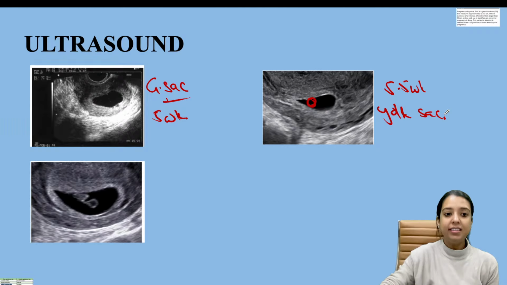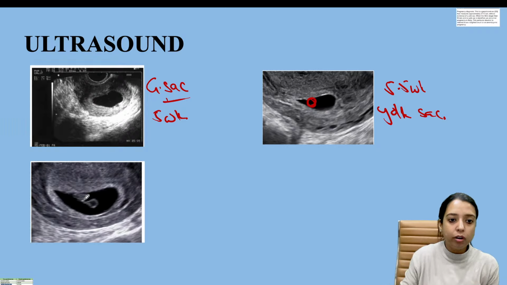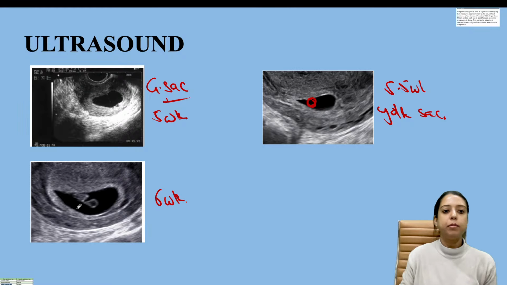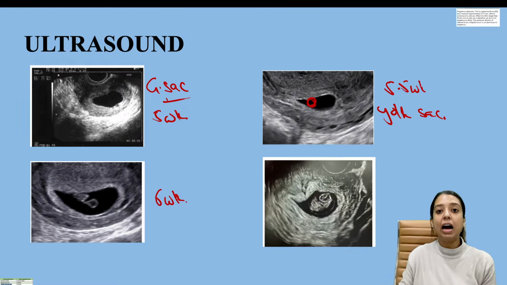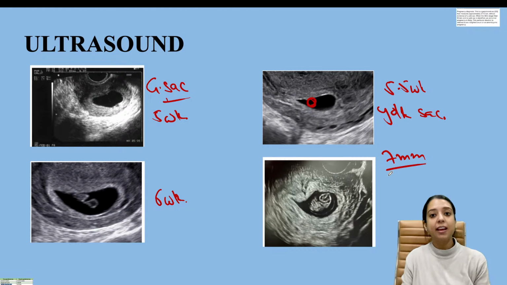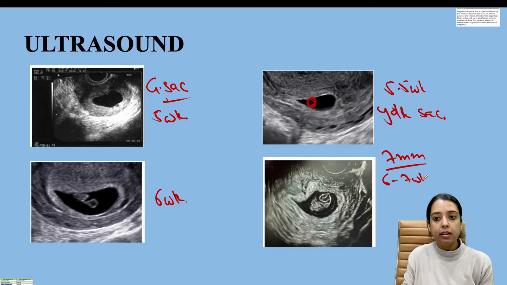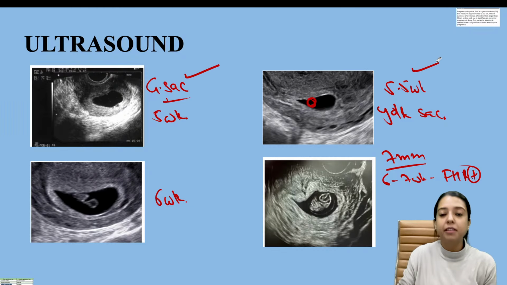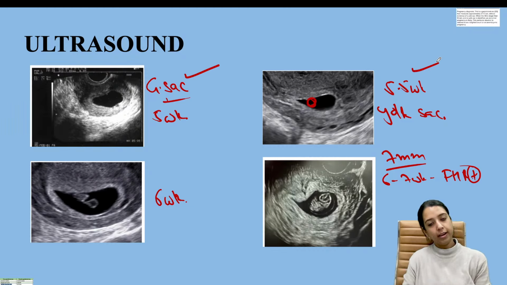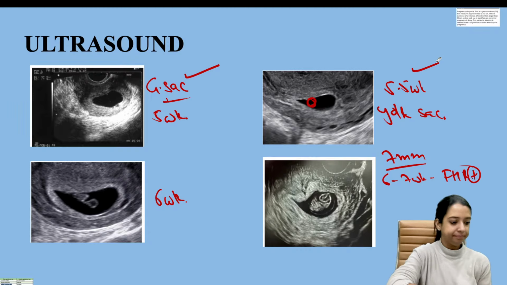Okay? After seeing the yolk sac, you can see the embryonic pole. That is seen at 6 weeks. And once the embryo is seen, the fetal heart is heard when the embryo is at least 7 mm. When the embryo is 7 mm, at 6 to 7 weeks, you can see and listen to the fetal heart. This is the first confirmatory sign. Okay? Good. You are preparing well, guys.